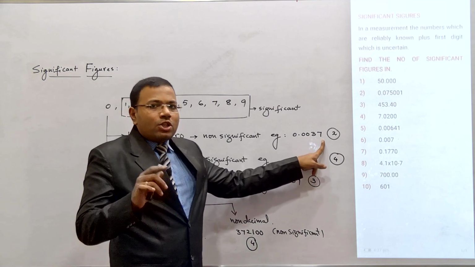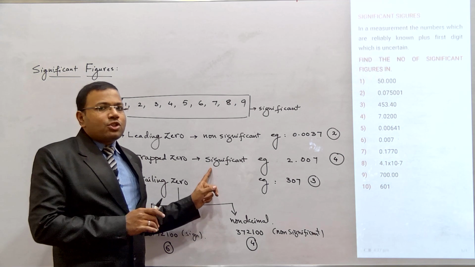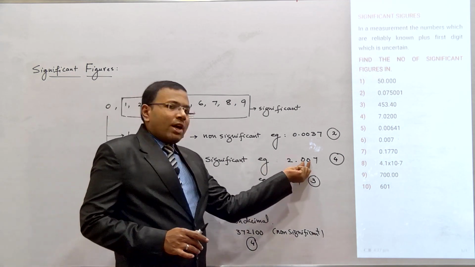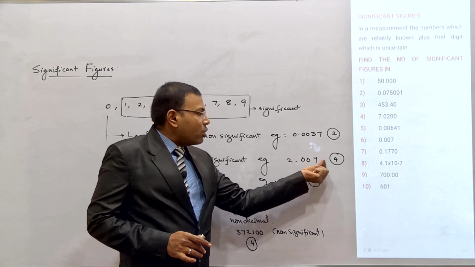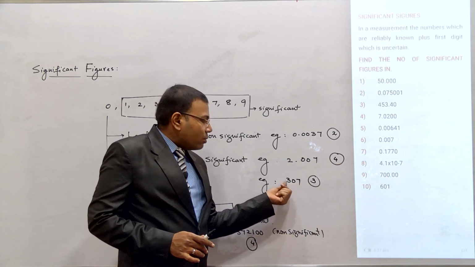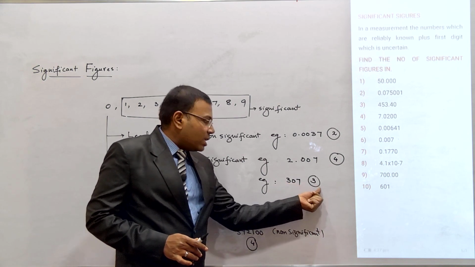3, 7, 1, 2, that is 2 significant figures are there. Trapped zeros, all the trapped zeros are significant. I have given you, these two are trapped. You have to count 1, 2, 3, 4. So 4 significant. Here it is what? 1 trapped zero. So this is significant. 3, 0, 7, 1, 2, 3, 3 significant.